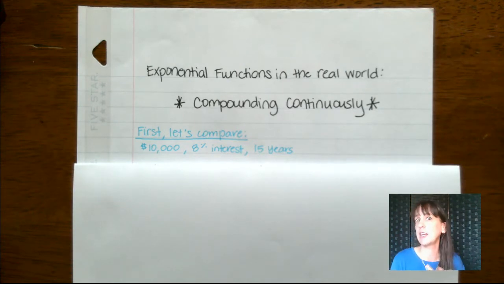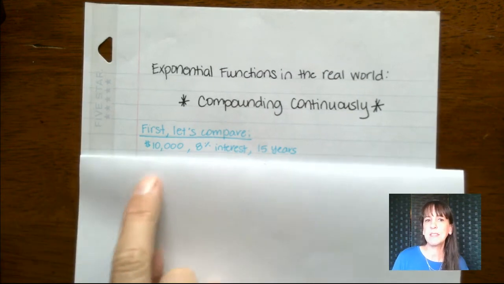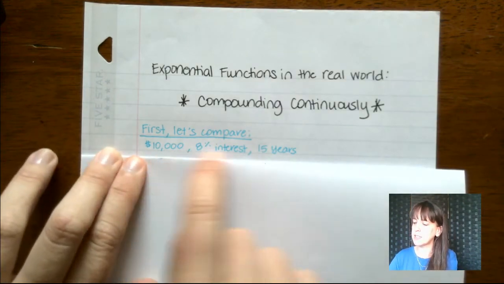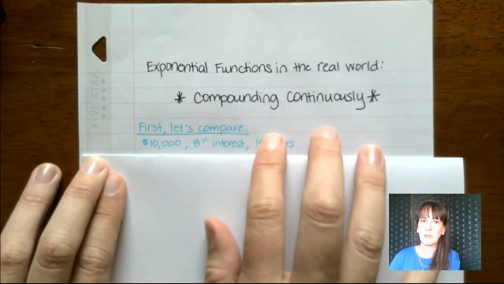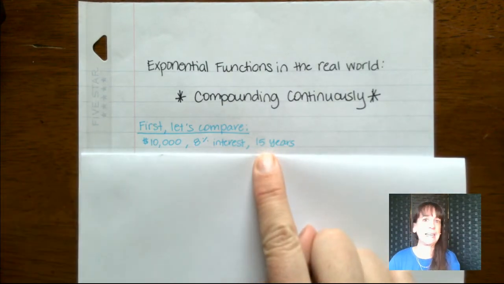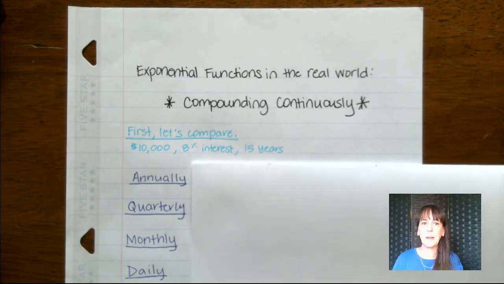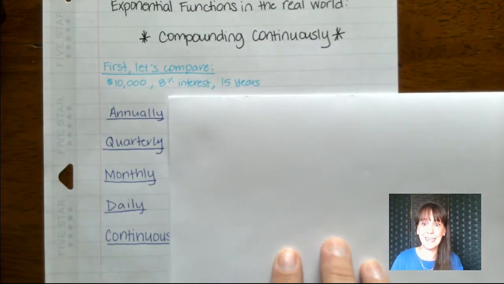In previous videos, you've talked about compounding monthly, quarterly, daily, annually, that sort of thing. I want to take that and compare it to compounding continuously. So first, let's compare. Let's say we have $10,000, and I'm sorry that blue is not as bright as I thought it would be. I won't use that one again, but it says $10,000, 8% interest, and 15 years. All right, so what I want to do is compare those annually, quarterly, monthly, daily, and then we'll talk continuously.